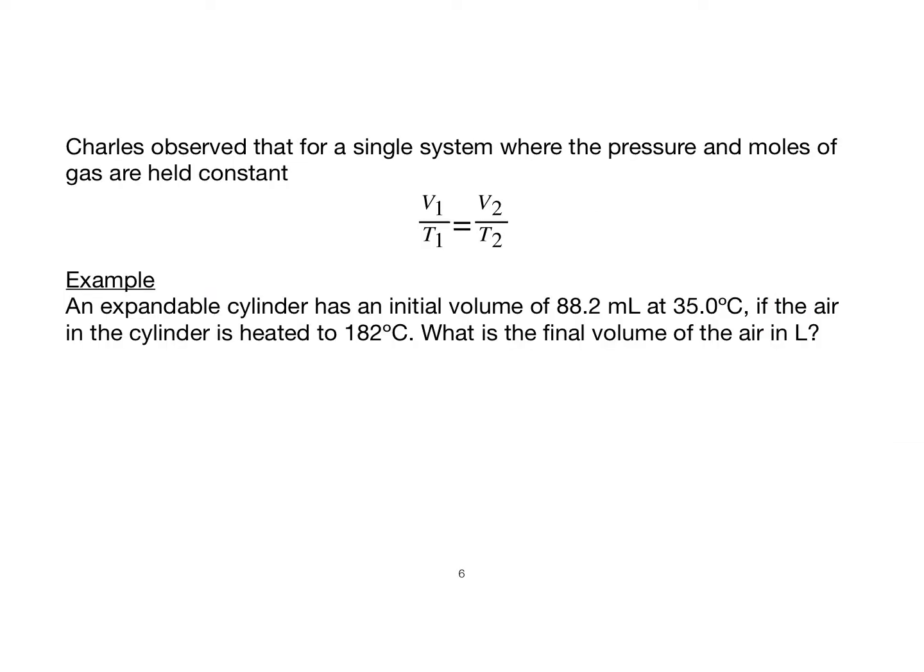Similarly to Boyle's law, they noted that we can vary the volume and the temperature as long as the pressure and the quantity are constant, that V1 divided by T1 is equal to V2 divided by T2. So in this example, we have an expandable cylinder and it has an initial volume of 88.2 milliliters at 35 degrees Celsius. If the air in the cylinder is heated to 182 degrees Celsius, what is the final volume of the air in liters?